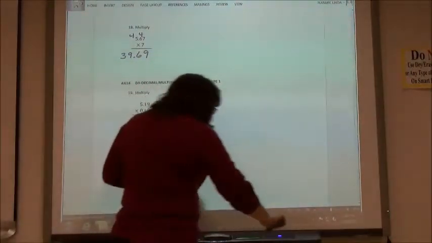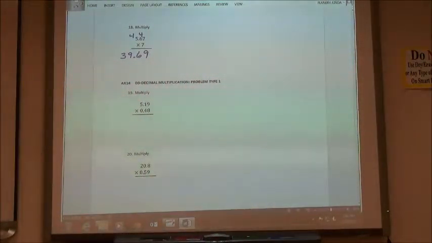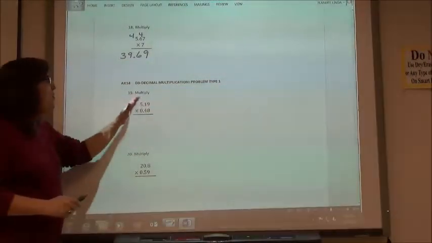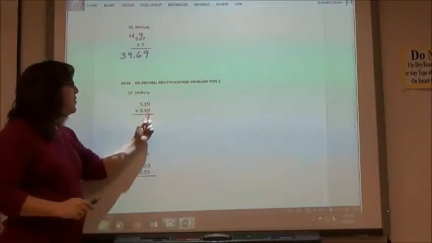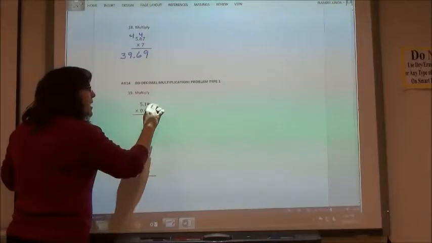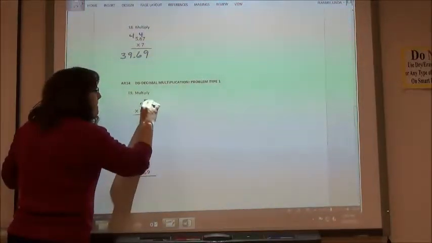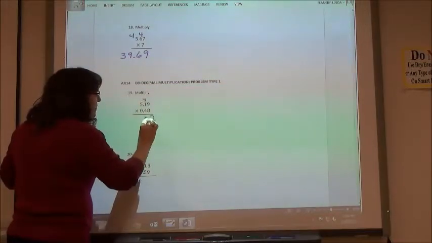Same thing on 19, 20, and 21. Most likely on the assessment you grabbed your calculator, but for fun we're going to do it the long way. So first of all, we're going to multiply it kind of like we do without any decimals in there. So we're going to start with the 8 and multiply it by 519. So 8 times 9 is 72. 8 times 1 is 8 plus 7 would be 15.